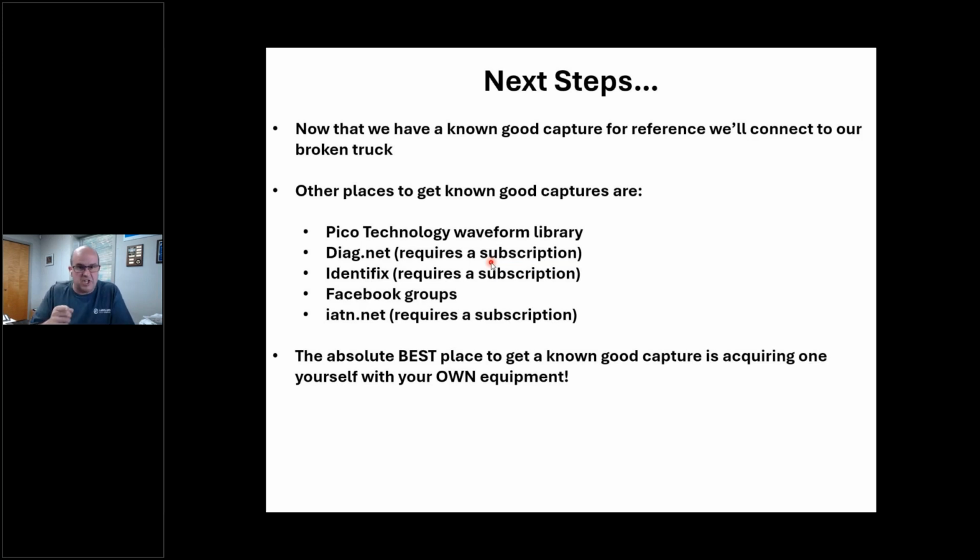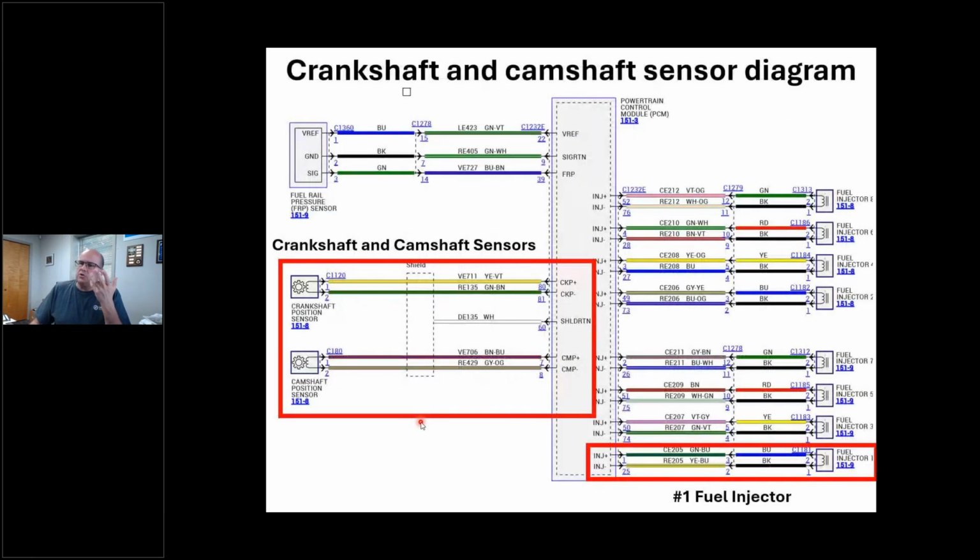Okay. The best way is get it yourself. But we got diag.net, Identifix, Facebook group, IATN, the whole smash. You can, or a buddy or something like that, you know. But again, the best place is your own. Okay, that's where you should go. You should get it with your equipment. So I look at this wiring diagram. I'm going to get on the crank sensor, get on the cam sensor, and I'm going to get on fuel injector number one.